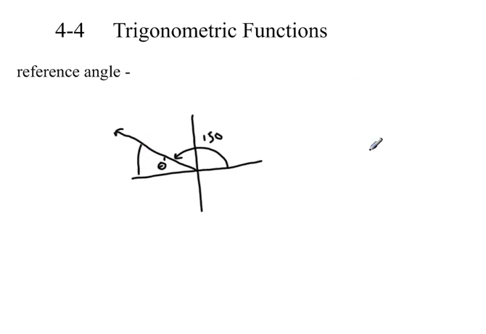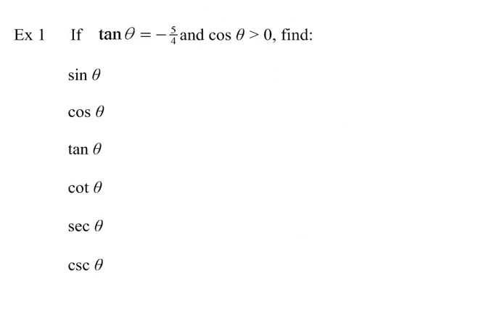If we have, let's say, a bigger angle, like a 220 degree angle, which takes you somewhere down here, the reference angle would be this one down here, so I'll call that theta prime. So the reference angle is always formed by the terminal side of your angle and the x-axis. Okay, so now that we know what a reference angle is, let's move on.